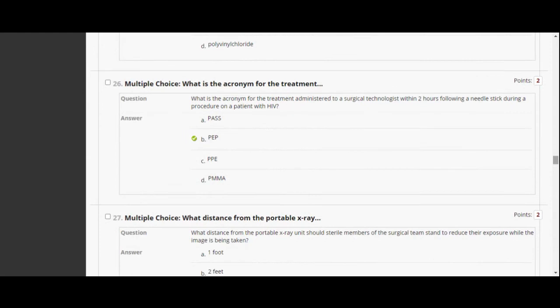What is the acronym for the treatment administered to a surgical technologist within 2 hours following a needle stick during a procedure on a patient with HIV? That's PEP.